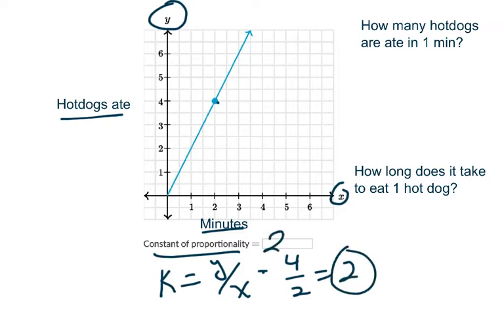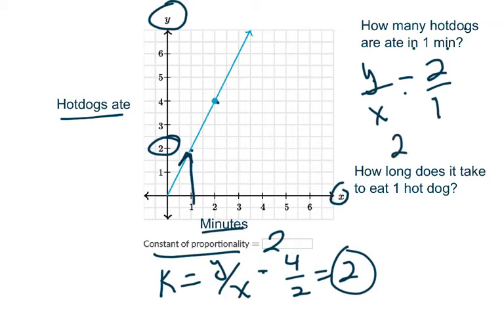Now, they also can ask different questions like, how many hot dogs are eaten in 1 minute? So that's what we want to know, is how many hot dogs can we eat in 1 minute? So in 1 minute, we can go straight up and see that we eat how many hot dogs? 2. It ends on a nice whole number, makes it really easy to do. And so basically that shows us that we are eating hot dogs in 1 minute. So that is the Y over X.